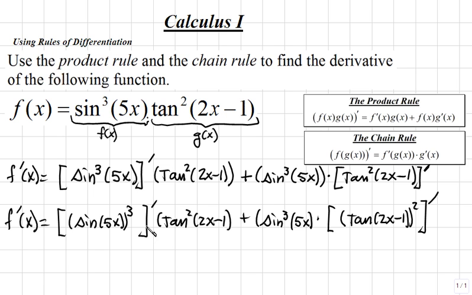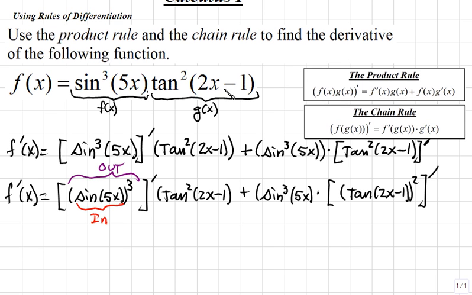To find the derivative of each one of these, the outer function will be raising to a power. So, for example, with sine of 5x being cubed, the outer function will be raising to a third power. The inner function will be sine of 5x. So, by our derivative on the right for the chain rule, f prime of x will become the quantity of the derivative of a quantity to a power.